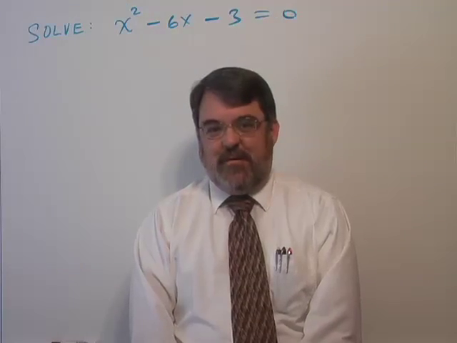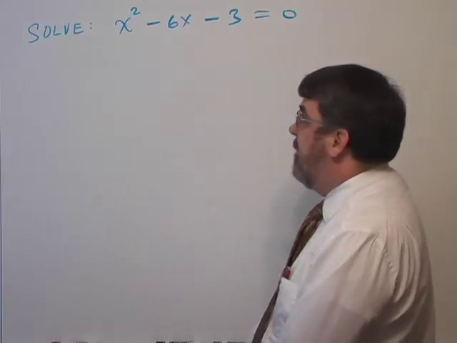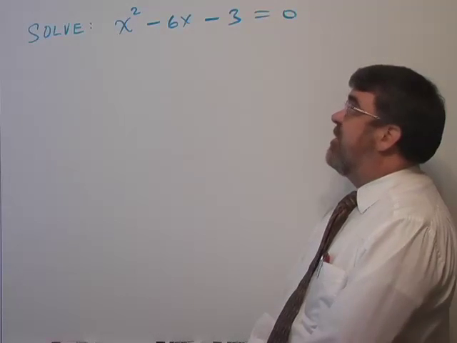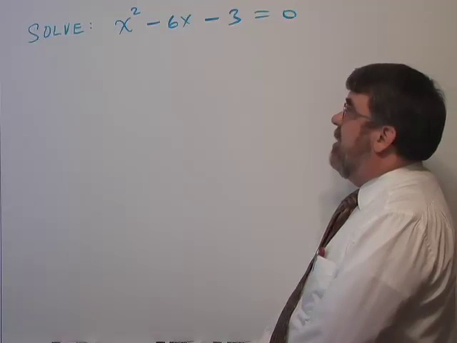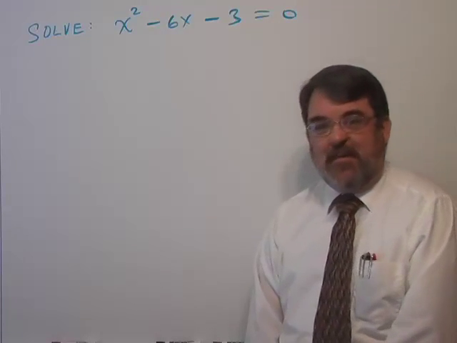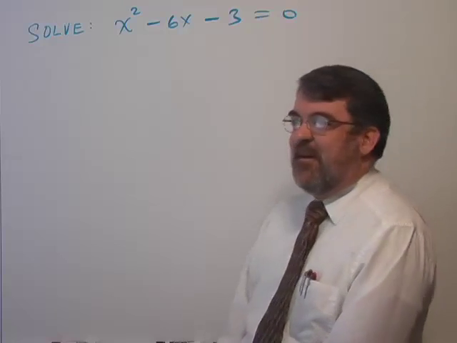Okay, let's look at this quadratic equation. Solve x squared minus 6x minus 3 equals 0. And we won't be able to solve by factoring. You can try it, but it won't work.